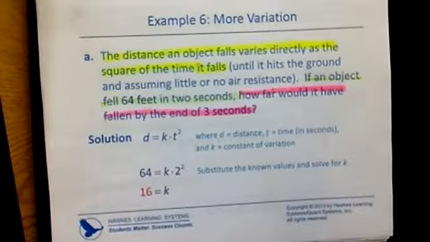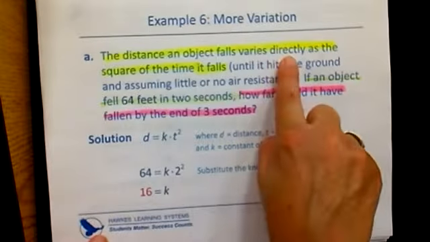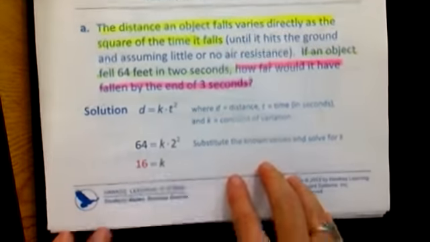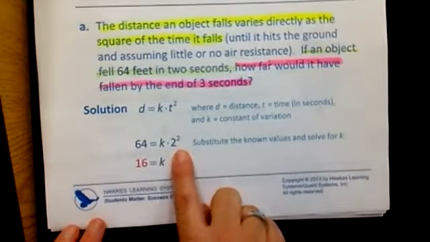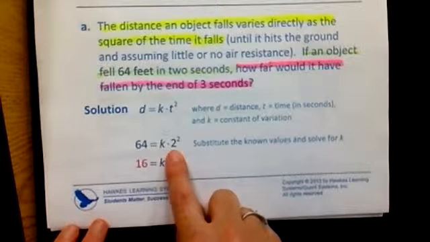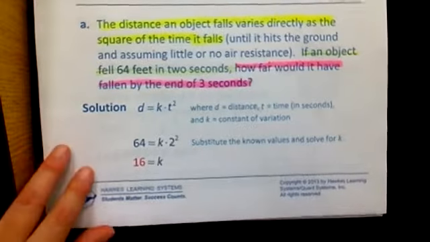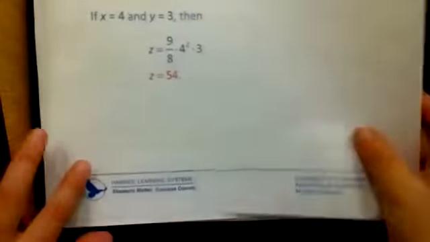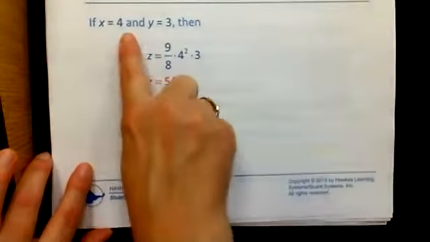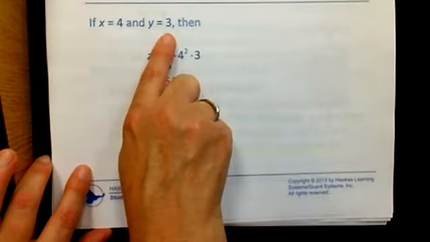Okay. So again, you set it up. You get your pieces. Varies directly, so we know it's a multiplication. Plug in our 64 and our 2, and you get 4 out of here. Divide 64 by 4, it gives you 16. So that's what K would equal. And then you would end up finishing it up with X is 4 and Y is 3.